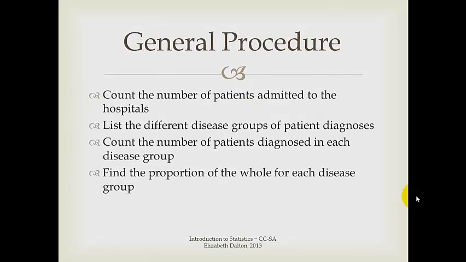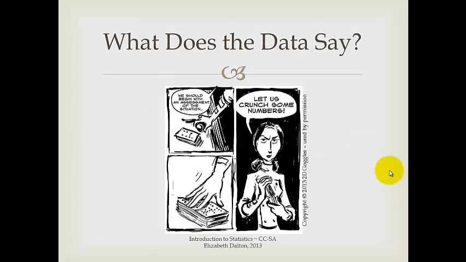What we're going to do is count the number of patients admitted to the separate children's hospitals that have contributed records to our database from 1861, build a list of the different disease groups for patient diagnosis, count the number of patients diagnosed in each disease group, and then find the proportion of the whole for each disease group. And as we'll see, that gives us the overall probability for that disease group as well. So, let's take a look at the data.